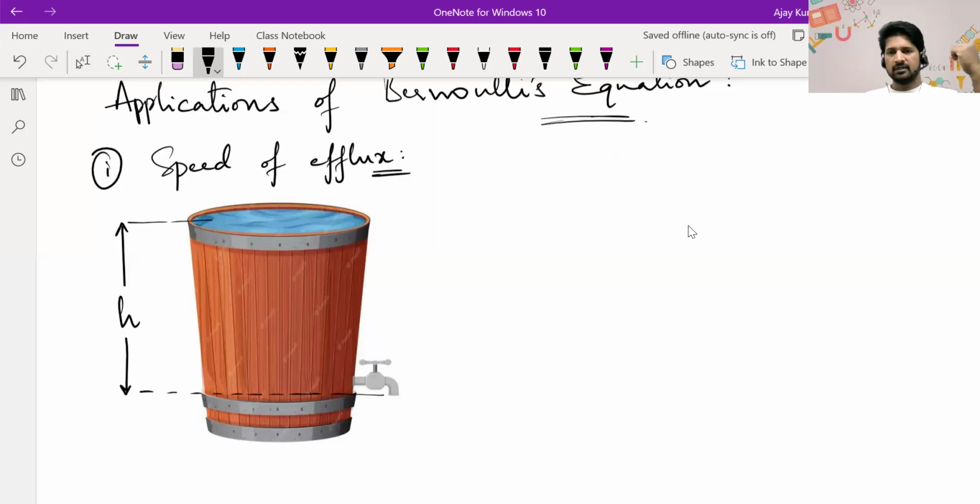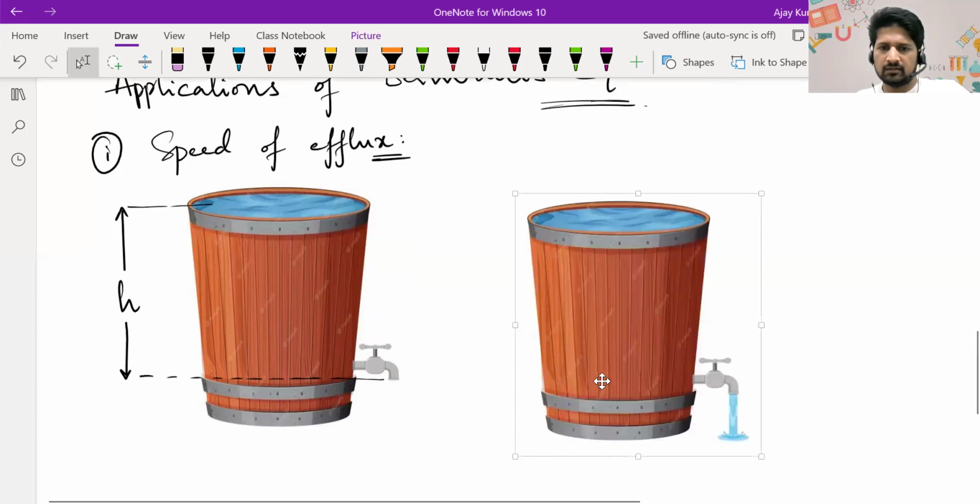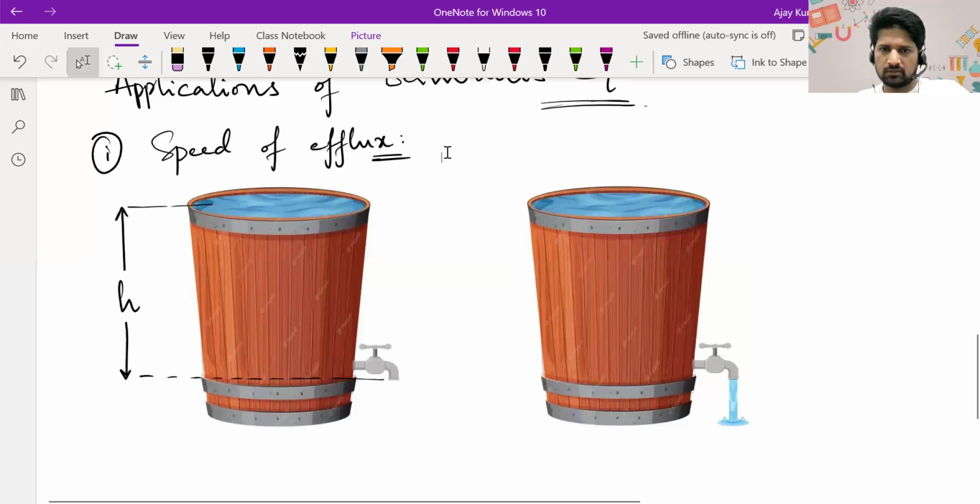First of all, from your everyday experience, tell me, when we open this tap, water will flow out. The speed with which water flows out when the tap is opened, will it always be the same, or will it depend on the height of water in the tank or barrel? Once the tap is opened, the speed with which water flows out at a given instant, will it depend on the height of water in the tank, or will it not depend?